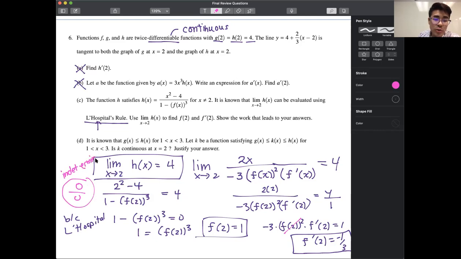So then what did we do? We took L'Hopital's rule here. This part is L'Hopital's rule, and we had to use the derivative of the top over the derivative of the bottom.